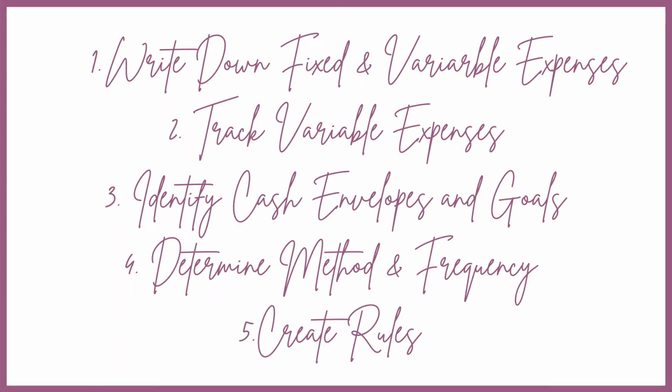Just to give a recap for the cash envelope setup, the first thing that we did was that we wrote down our fixed and variable expenses. We tracked our variable expenses for about 1 to 3 months using our bank statements. We then identified our cash envelopes and set goals. Then we determined our method and frequency. So we're going to be doing standard cash envelopes. We're going to be stuffing once a week. And then we set some rules.